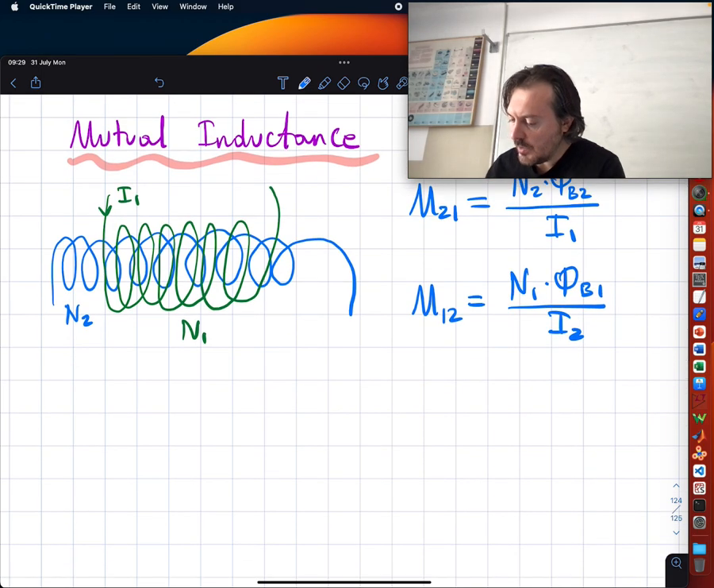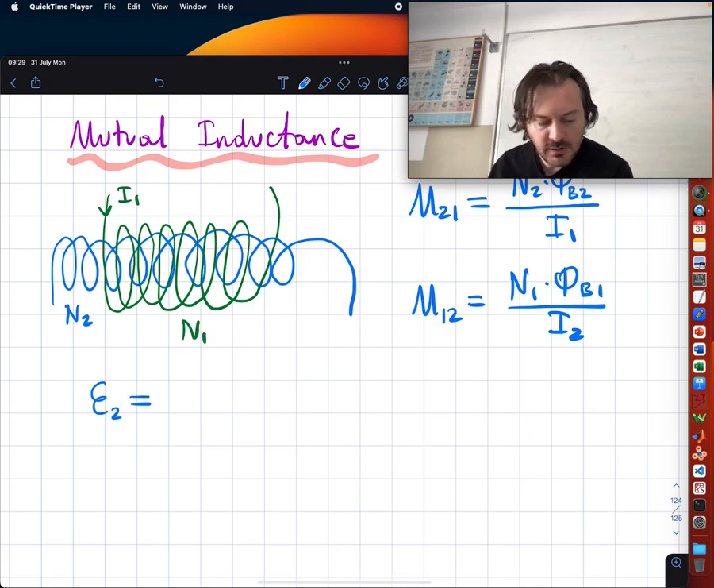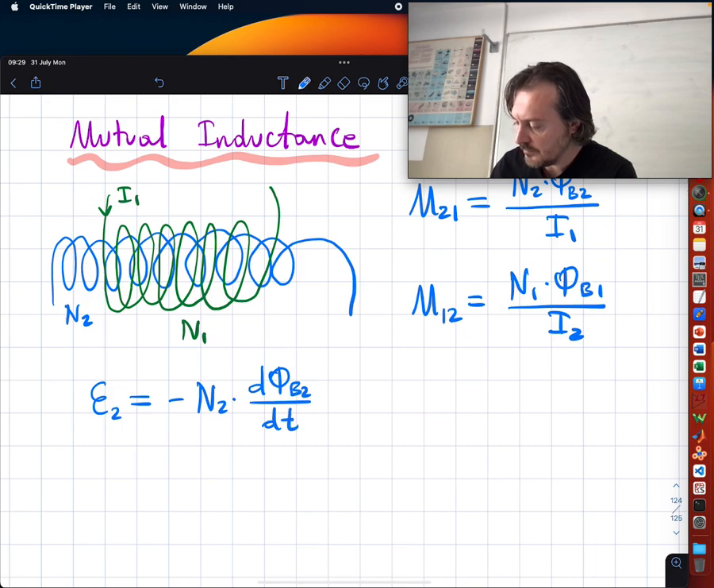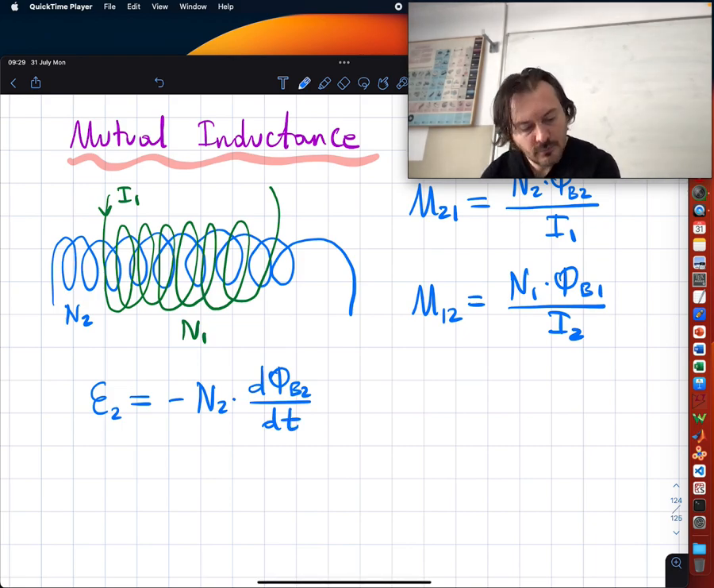Let me give you one more step in this calculation, and it will be clear why we are defining it. So E2 will be negative N2 times d phi B2 over dt. Right? EMF generated in the second loop will be negative N2 times change in the flux in the second one, right?